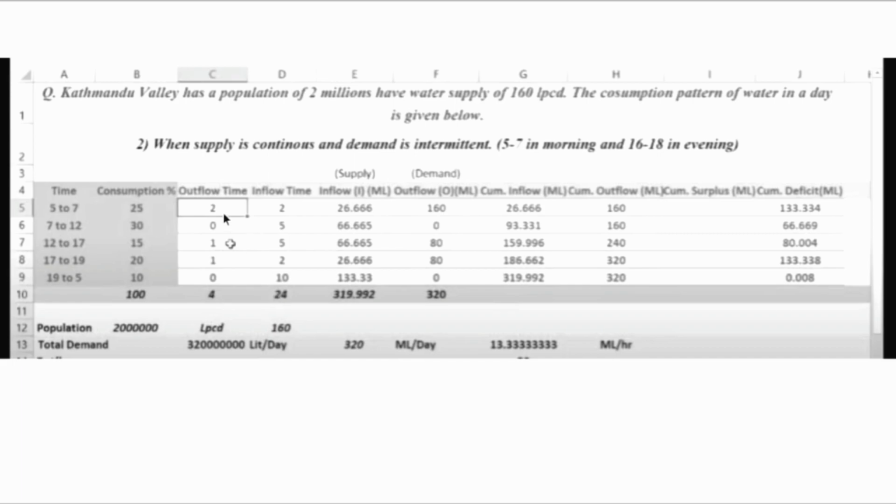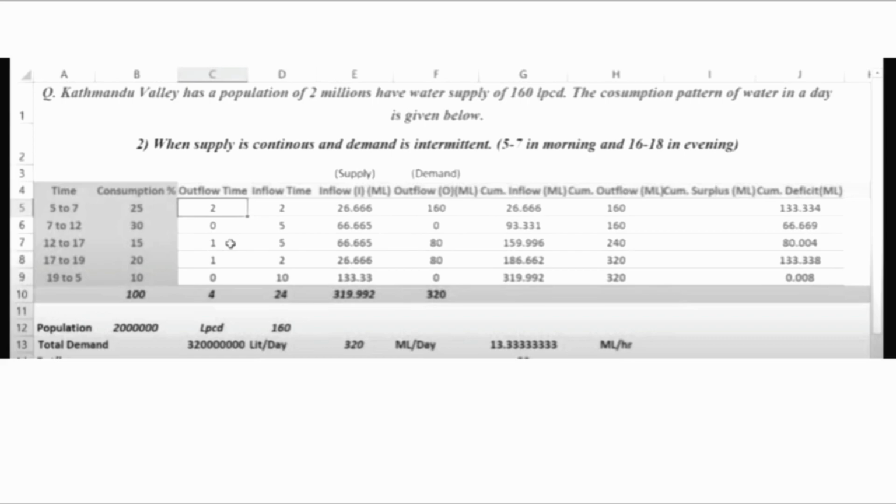In this question, the demand is not continuous. Demand is intermittent type. So outflow is calculated. Total 320 million liter in one day divided by 24 into 2, 26.67.